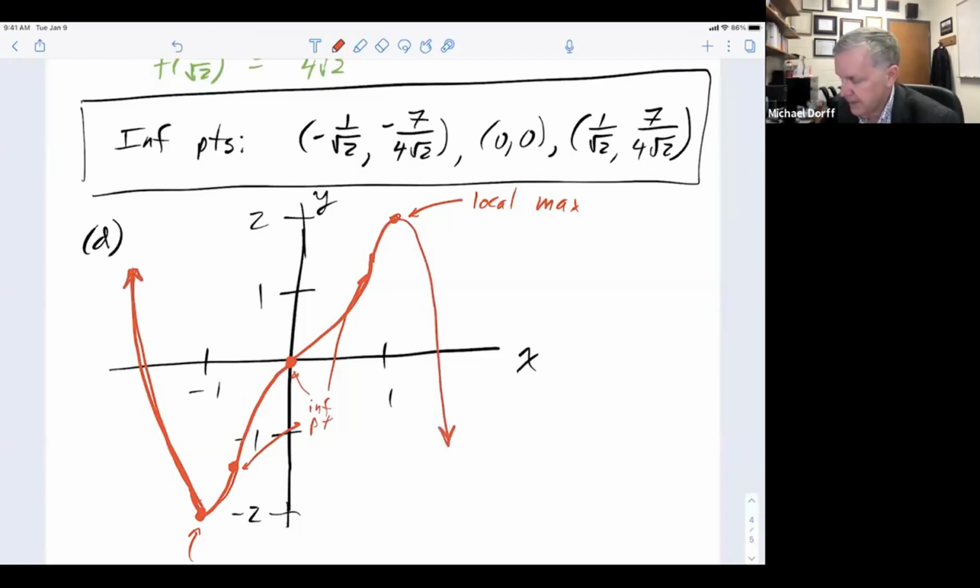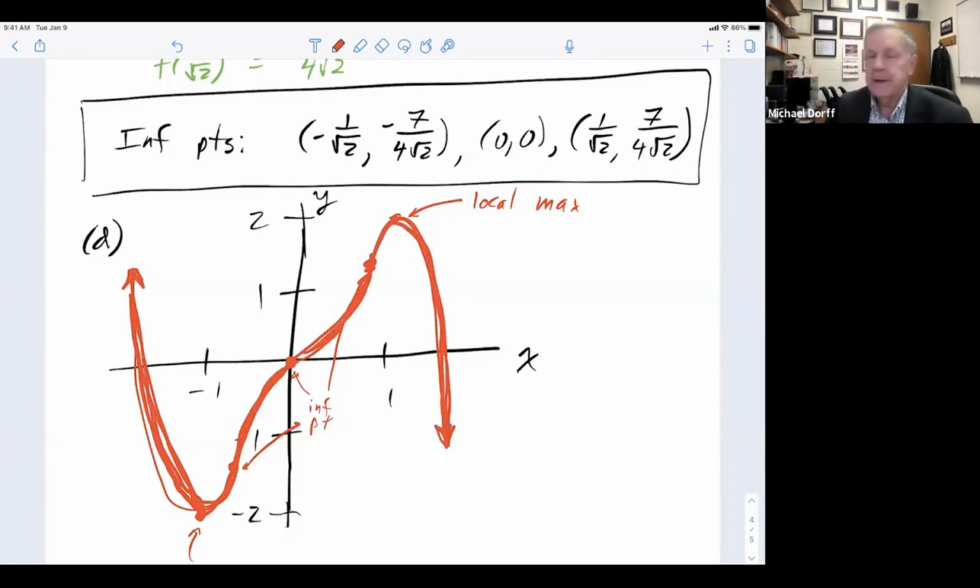And now I have to check my concavity. It's supposed to be concave up from here to here, then concave down here, then concave up here, and then concave down here. So that matches what I got in part C, and that's what the sketch of the graph looks like.